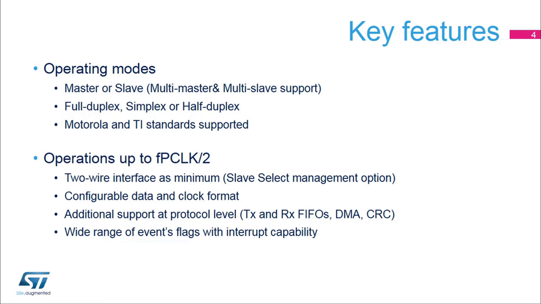At the protocol level, the user can use specific data buffers with an optional automatic cyclic redundancy check, or CRC, calculation and transfer data through the direct memory access, or DMA. There are a wide range of SPI events that can generate interrupt requests.